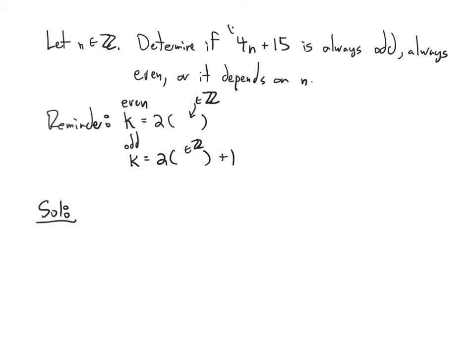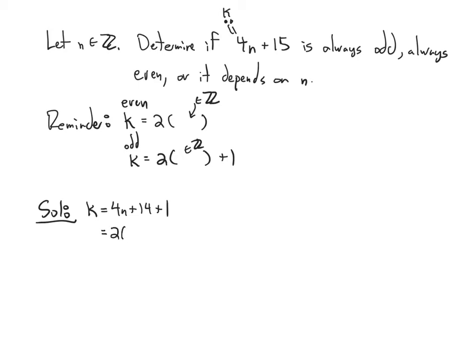Let me call this k. So k, I'm going to write it as 4n plus 14 plus 1. And the reason I'm doing that is because I want this in one of these two forms, where I have a bunch of stuff that I can factor a 2 out of, so it looks like this, plus my 1. That's my goal here. I want to make it in one of these two forms. And it looks like both of these terms I can factor out a 2. So let me go ahead and do that.